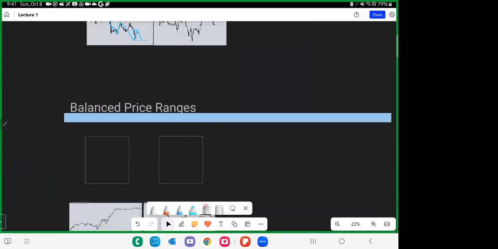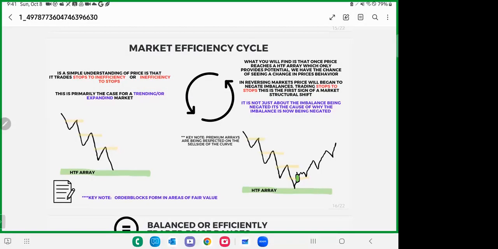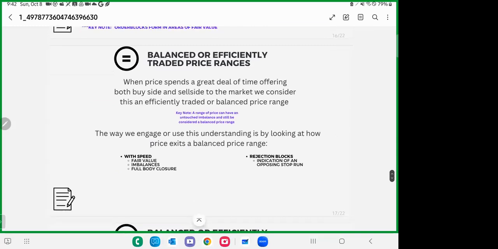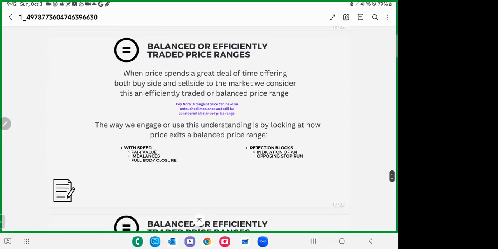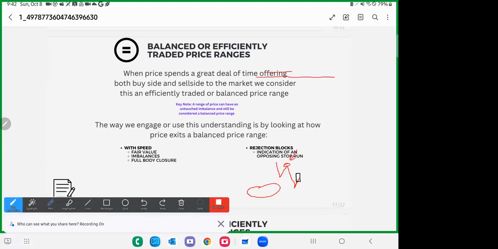Okay. So now let's talk about balanced price ranges. All right, or balanced or efficiently traded price ranges. Okay. And this is important, I promise you. All right. A balanced or efficiently traded price range, right, is when price spends a great deal of time offering both buy side and sell side to the market within a specific range, right?